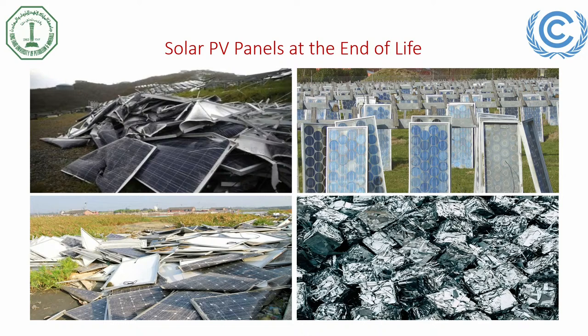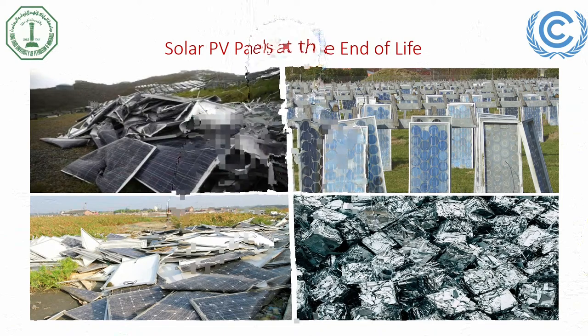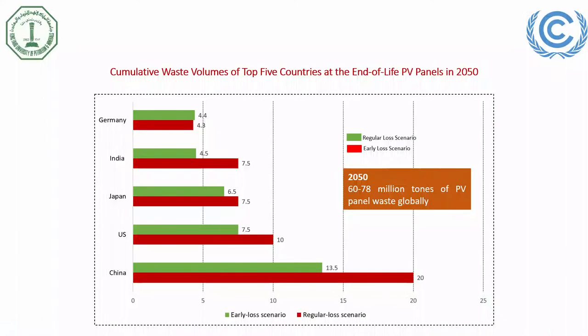The so-called developed or civilized nations are the leaders in the world: China, America, Canada, Australia, Germany. India is in the competition now also. They are the biggest producers and installers of solar PV systems, and they will be the biggest generators of waste. These are the top five countries that will produce solar PV waste by 2030 and 2050: Germany, India, Japan, US, and China.